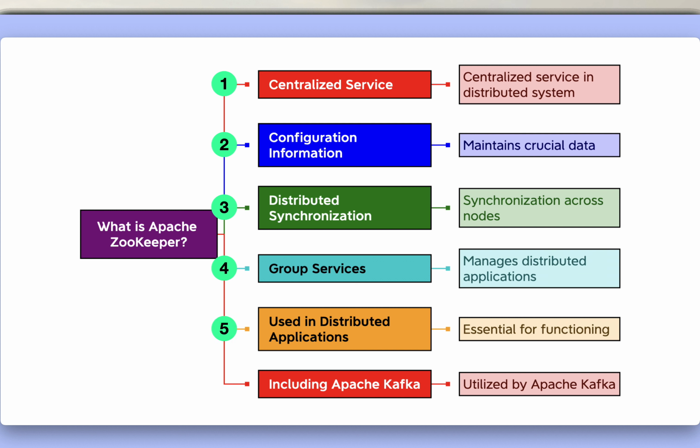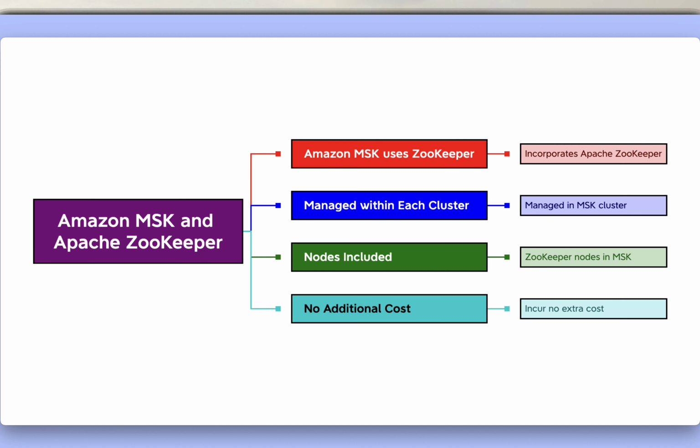5. Used in distributed applications. It's essential for the functioning of various distributed applications. 6. Including Apache Kafka. Apache Kafka is one of the many distributed applications that utilize Zookeeper. Amazon MSK and Apache Zookeeper. 1. Amazon MSK uses Zookeeper. Amazon MSK incorporates Apache Zookeeper for its service.